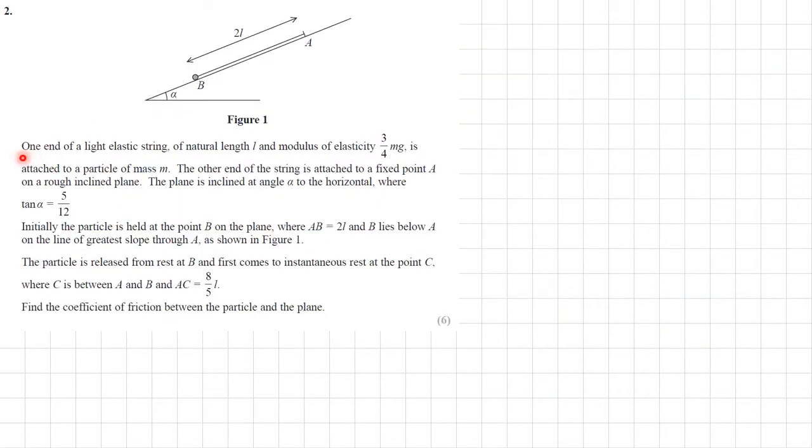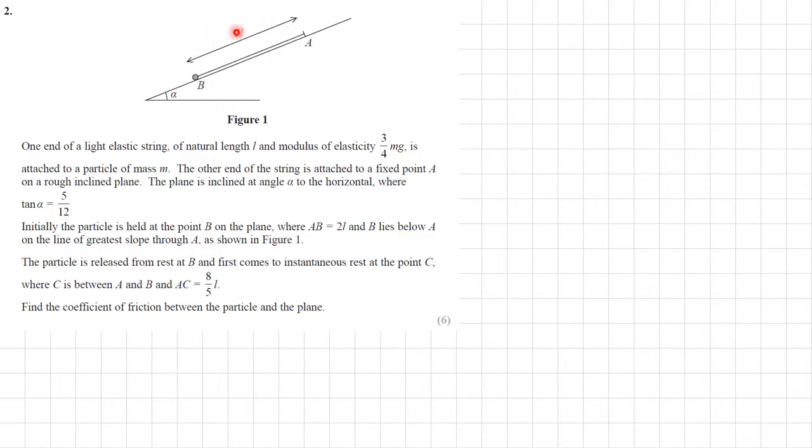Question 2. One end of a light elastic string of natural length L and modulus of elasticity 3/4 mg is attached to a particle of mass m. The other end of the string is attached to a fixed point A on a rough inclined plane. The plane is inclined at an angle alpha to the horizontal, where tan alpha equals 5 over 12. Initially, the particle is held at point B on the plane where AB is equal to 2L, and B lies below A on the line of greatest slope through A as shown in figure 1.